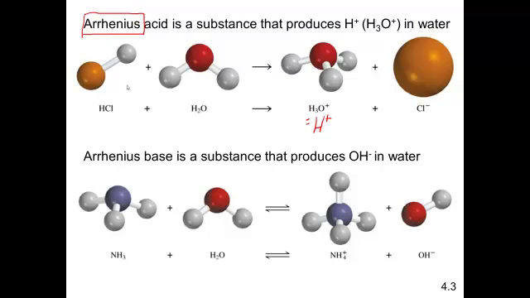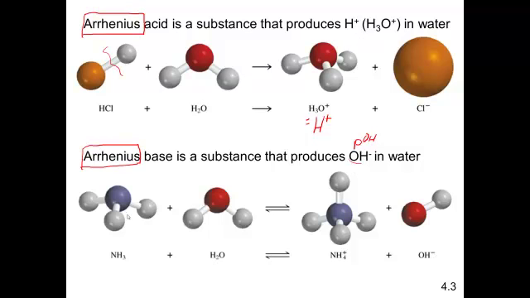So when we add these things, this bond gets broken, the H goes with the H2O, and the Cl is just now floating by itself. Conversely, Arrhenius bases are substances that produce hydroxide in water. And again, there's this here. This is our hydroxide, the OH in pOH. Okay, so pH is always referring to hydrogen ions. pOH is always referring to hydroxide ions.